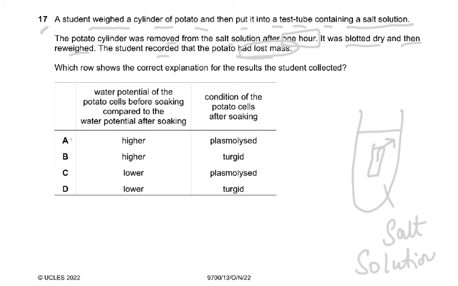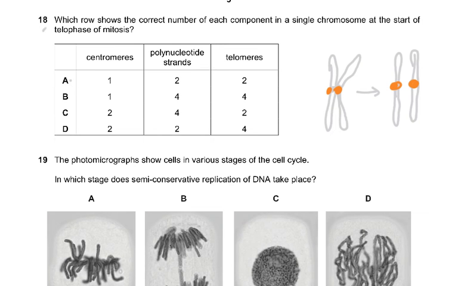The water potential of the potato cell before soaking compared to after soaking had to be higher. So it had to be either A or B. Now, the condition of the potato cells after soaking would naturally be plasmolysed. So if they are plasmolysed, then the answer would be A. The fact that you put the potato in and it lost mass means water moved out of it.